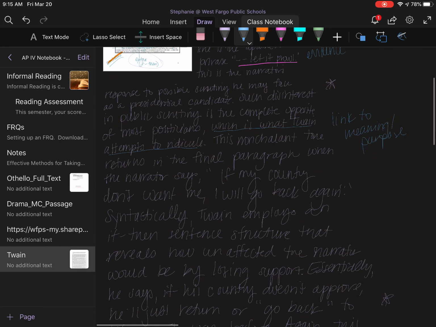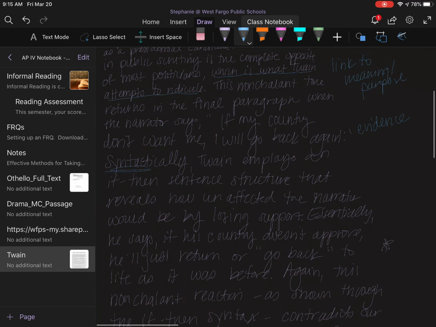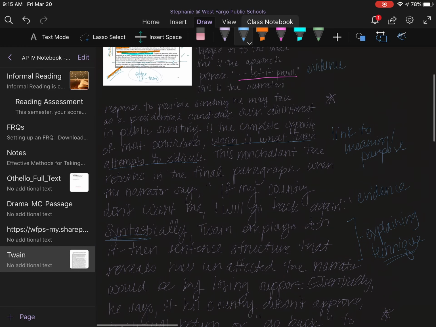And then the second half of my paragraph. This nonchalant tone returns in the final paragraph when the narrator says, if my country don't want me, I will go back again. Again, there's my evidence. Syntactically, there's my technique again. Twain employs an if-then sentence structure that reveals how unaffected the narrator would be by losing support. This section right here, I am explaining the technique. Okay? It is really important that you explain the technique.